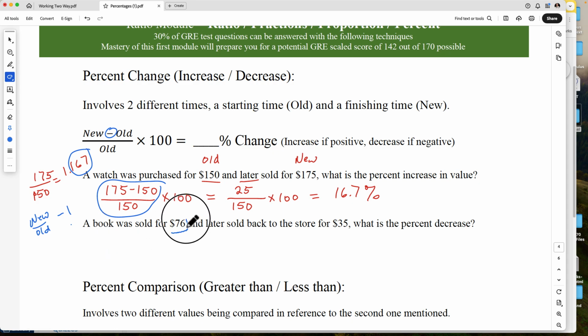A book was sold for $76 and later sold back to the store for $35. What was the percent decrease? Again, here, which one's the new one? Which one's the old one? Good. The 35 is the new. The 76 is the old. And you could kind of see this, right? 35 minus 76 is going to give us a negative value. 76, not 75, because it went down, and we always divide by the old. It's almost 50%, right? Maybe a little bit more than 50%.